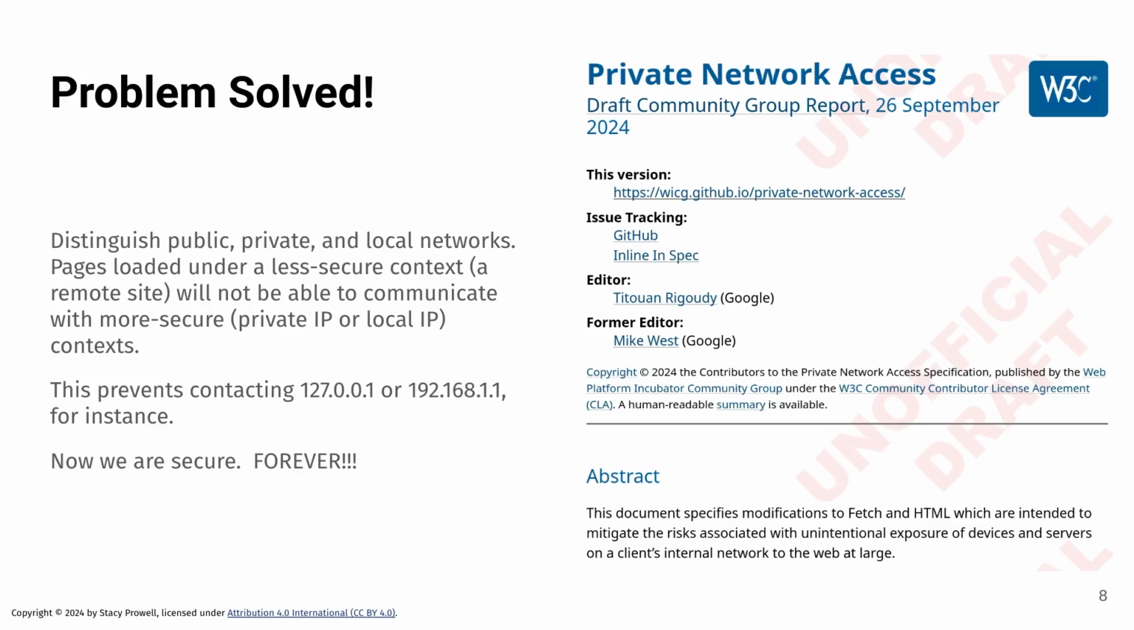So the first one is a local address, it's your localhost. The second one is a private IP address, because it's your own personal, non-routable private IP space. We're going to prevent those. And that makes us secure forever. And it's a standard, so people can grab this and implement private network access, and we can all be more secure and safer, and everything is great. And that's how standards work. The problem is now solved.